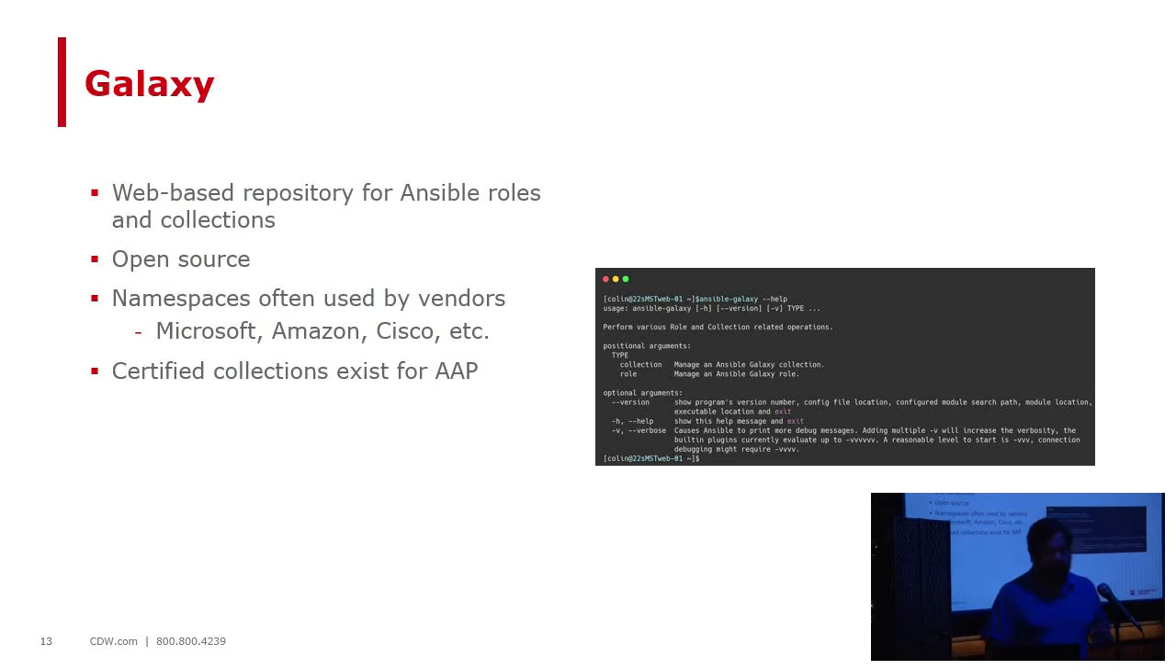All right, so Tim mentioned Galaxy. It is the web-based repository for roles and collections. The little image on the right is basically the Galaxy help menu. It is open source, and if you go to Galaxy and take a look for stuff, you'll often see namespacing. A lot of vendors have their own namespacing, Microsoft, Amazon, et cetera. You'll see all of the collections that they put together to use with their product.